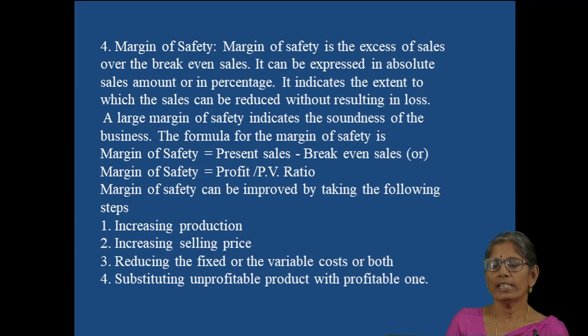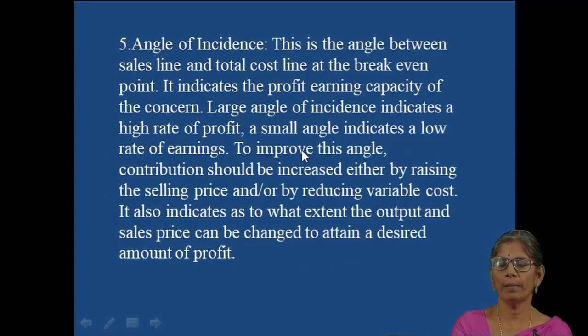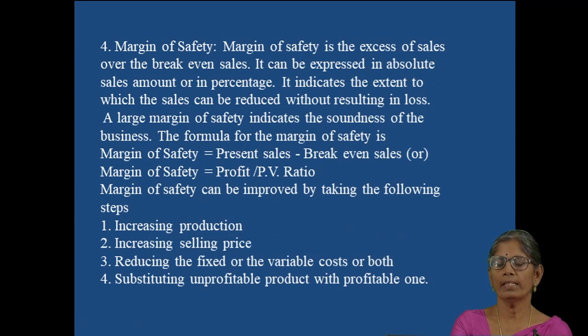The formula for calculating margin of safety is present sales minus break-even sales. It is also calculated in another way, that is, profit by PV ratio. In two ways we can calculate the margin of safety: present sales minus break-even sales, or profit by PV ratio.